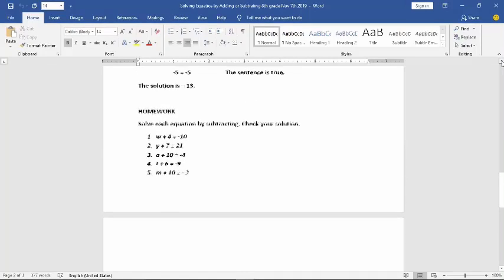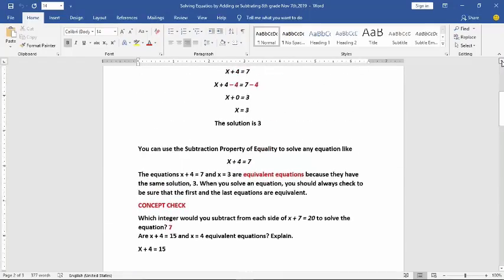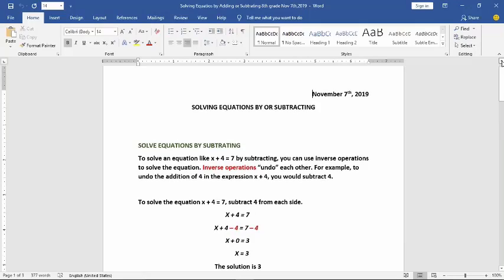We have a new class today, and this concept is about solving equations by adding or subtracting. Solving equations by adding or subtracting. And the first one we'll be learning about is solving equations by subtracting. How can we do that, Miss Vidya? Yes, let me explain it.